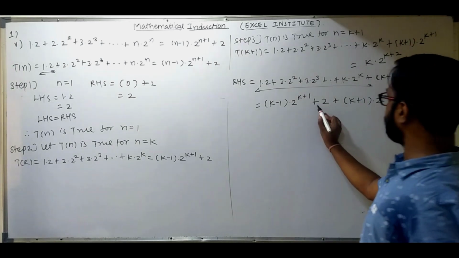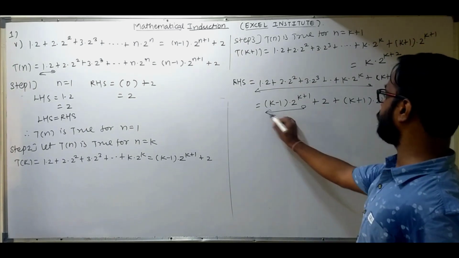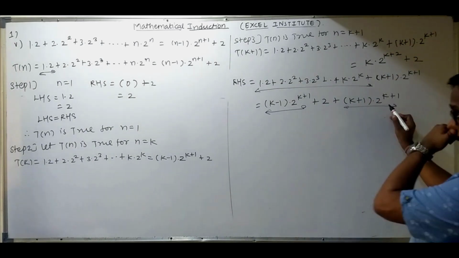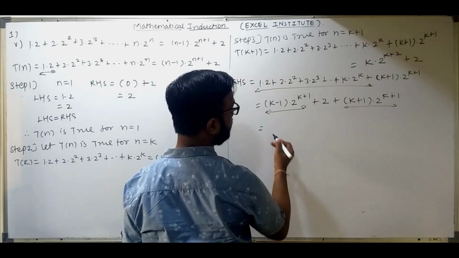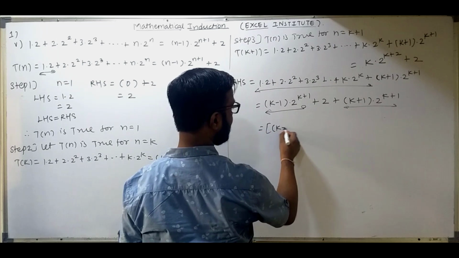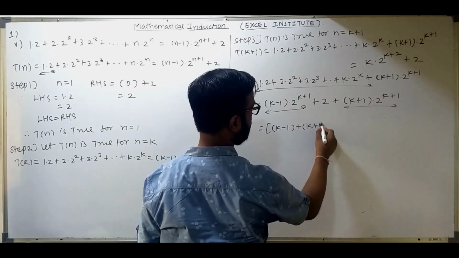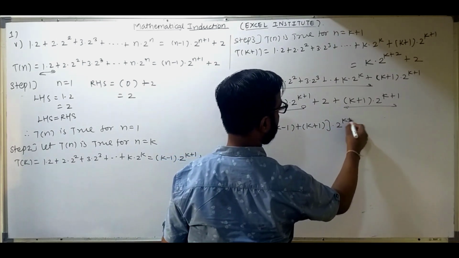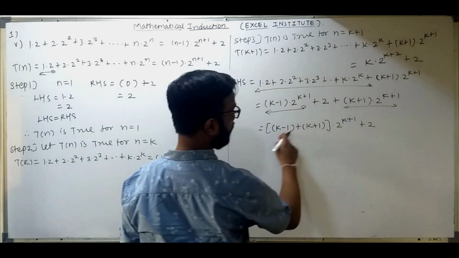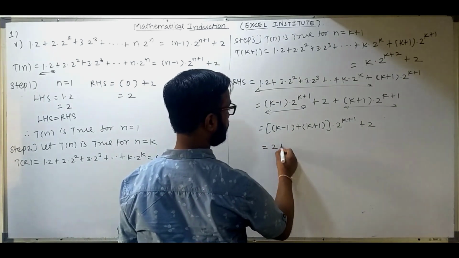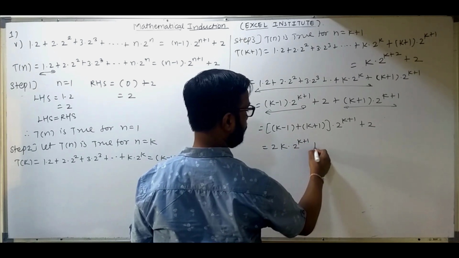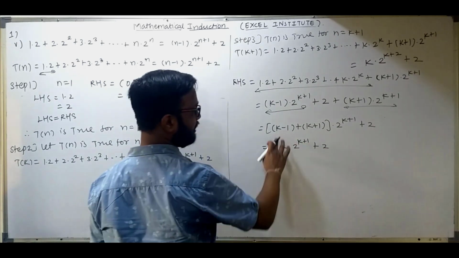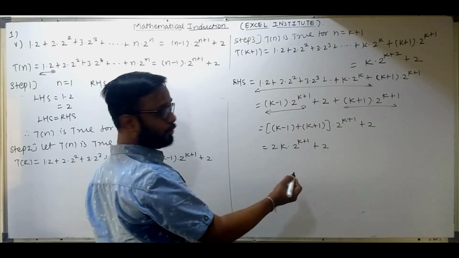Now see, this plus 2 I'll keep as it is, and between these two terms I'll take 2 raised to K plus 1 common. So what is left is K minus 1 plus K plus 1, 2 raised to K plus 1, plus 2. So the 1 gets cancelled, this is 2K, 2K, 2 raised to K plus 1, plus 2. 2K can be written as 2 into K, right? 2K is nothing but 2 into K.